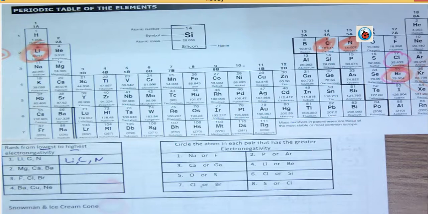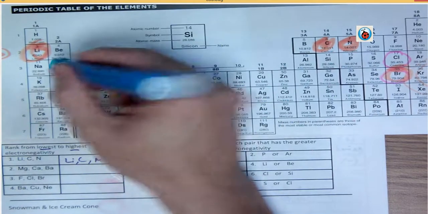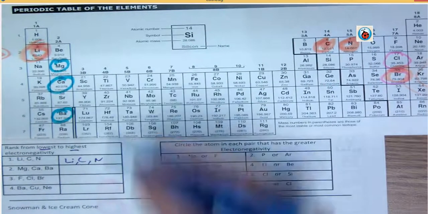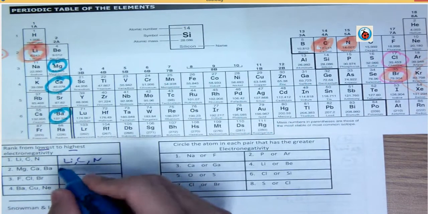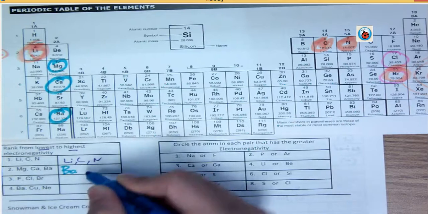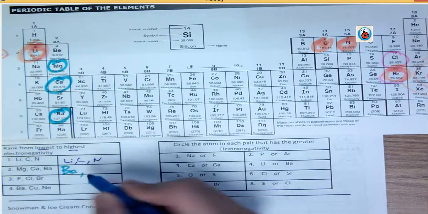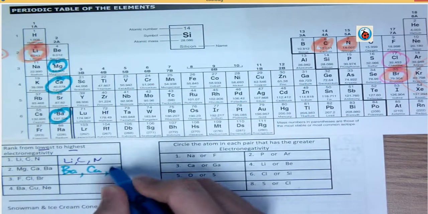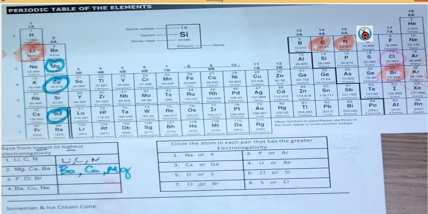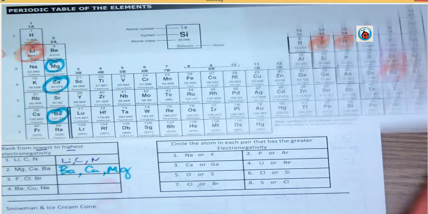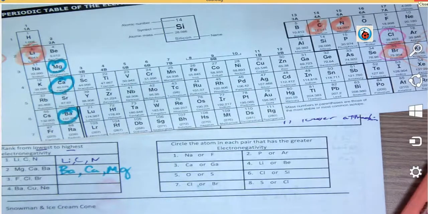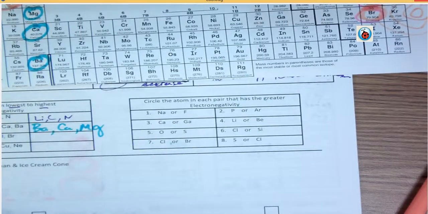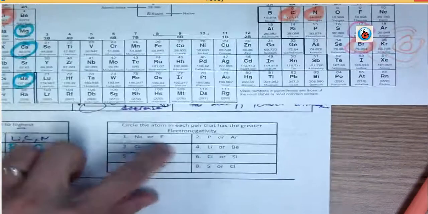Then Mg, Ca, Ba. Number 2, Mg, Ca and Ba. So which one's the biggest atom? Ba. It's at the bottom, so it's biggest. So Ba has the lowest attraction, and Ca is the next. And Mg is the smallest atom, so it can attract electrons a little better. Okay? So do these the same way you did the other page. Compare with your neighbors.